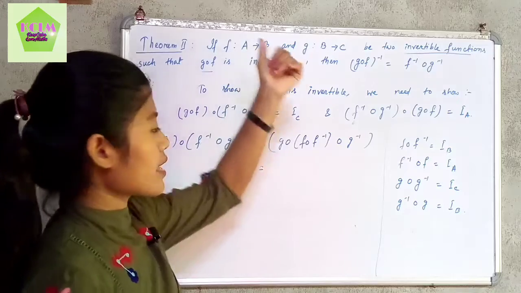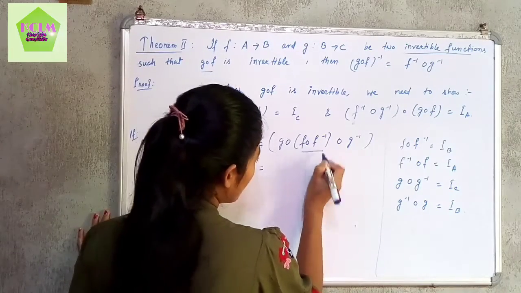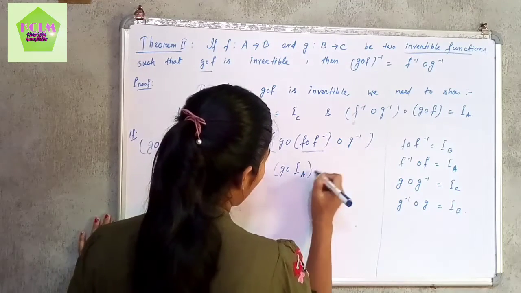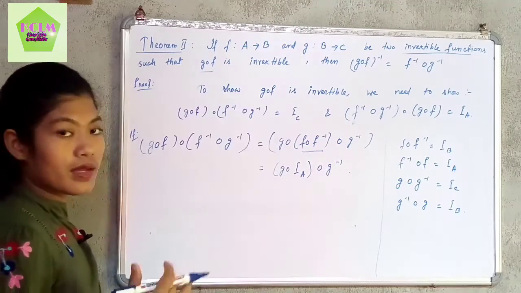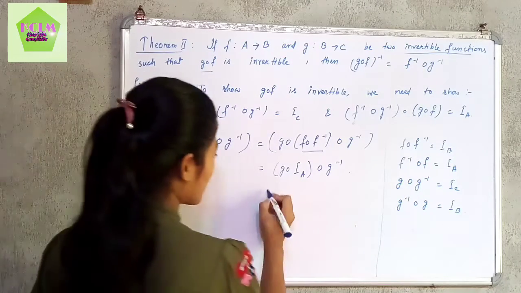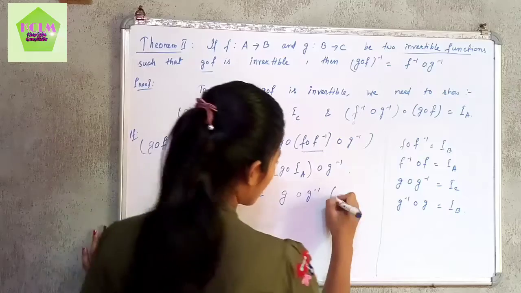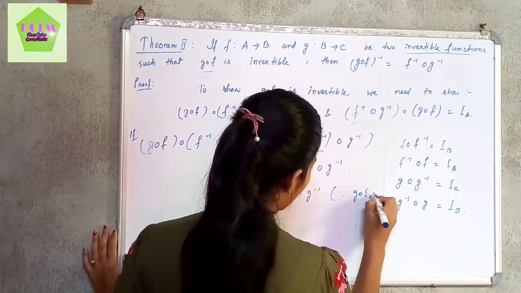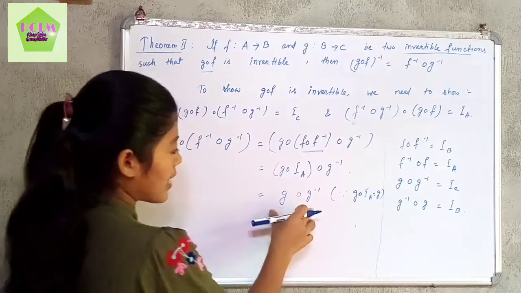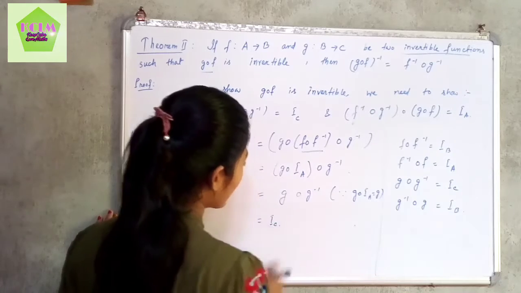And already we are given that f and g are invertible functions. So here, f∘f inverse will be replaced by I_A, the identity map A. Now, g is a function and I_A is an identity map, and their composite results in g only, since g∘I_A equals g. Again, we finally get g∘g inverse, and g∘g inverse is nothing but I_C, the identity map I_C.